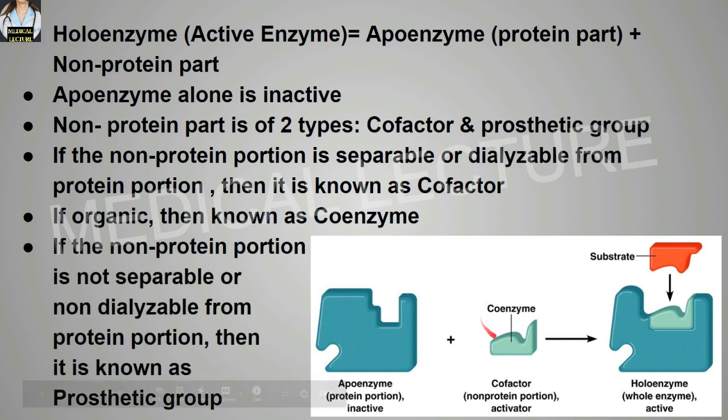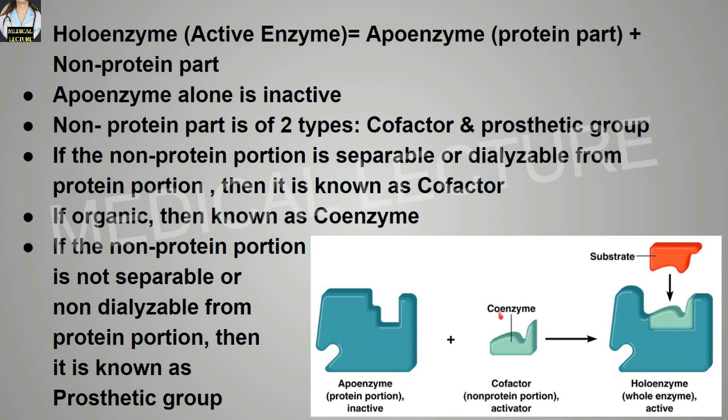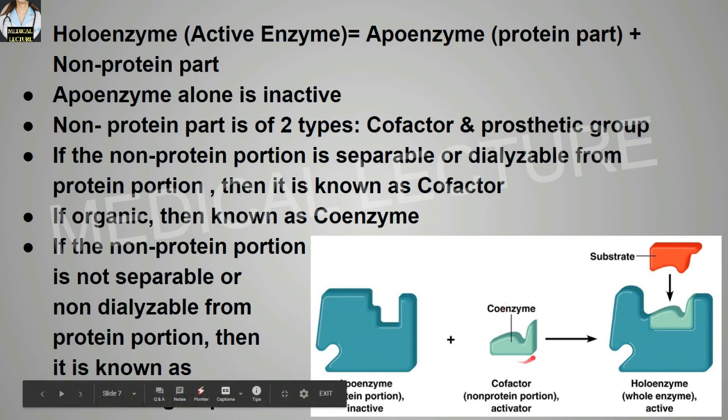And if the non-protein portion is not separable, or non-dialysable, from the protein portion, then it is known as the prosthetic group. This apoenzyme and the cofactor, or coenzyme, or prosthetic group, together form the holoenzyme.